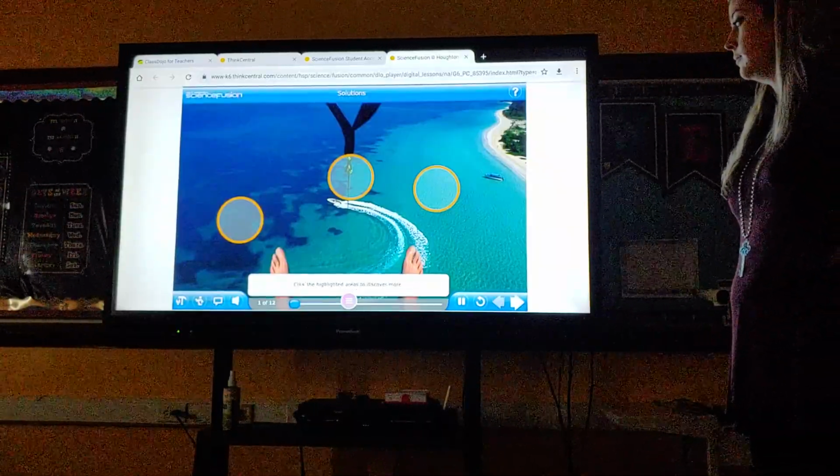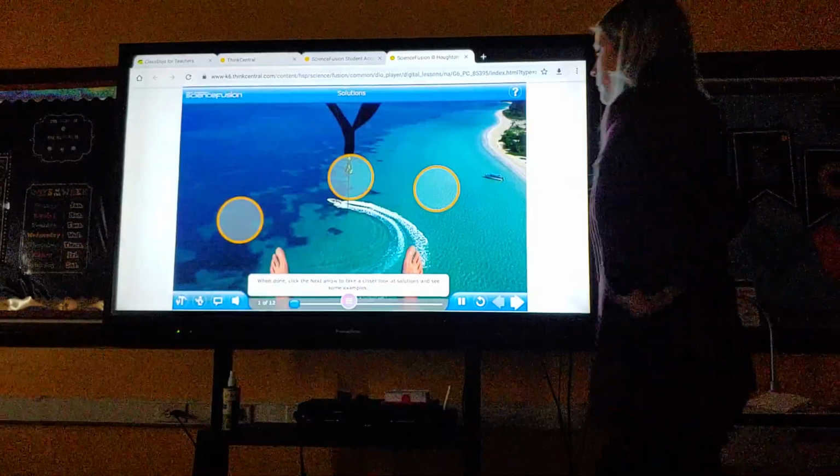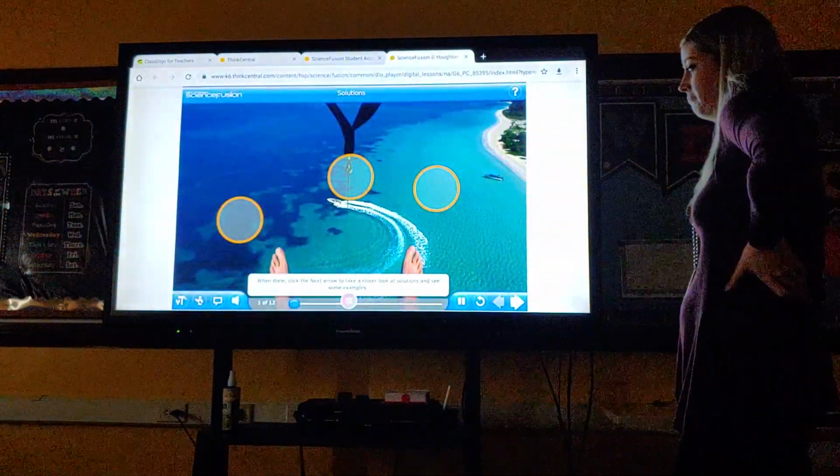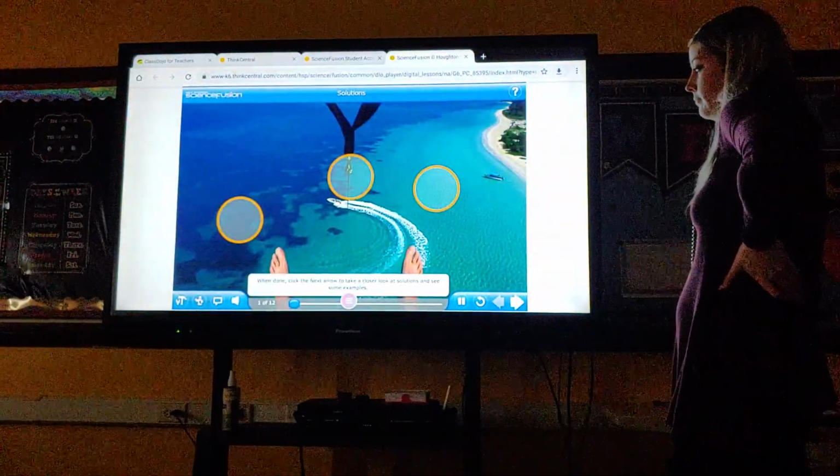Click the highlighted areas to discover more. When done, click the next arrow to take a closer look at solutions and see some examples.